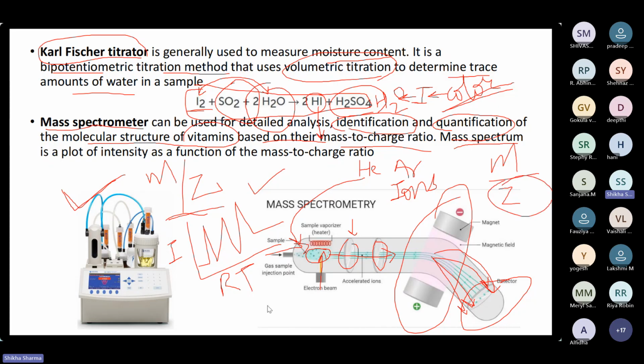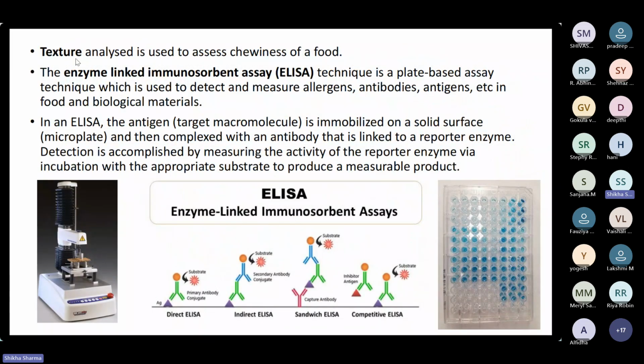So this is the mass spectrometer. Next is the texture analyzer. In the texture analyzer, we measure the texture of the food product, which is basically the chewiness, gumminess, springiness, and other things we measure. Also the firmness of fruits and vegetables. We'll be discussing this in more detail, and here we can see how the texture analyzer looks at laboratory scale.